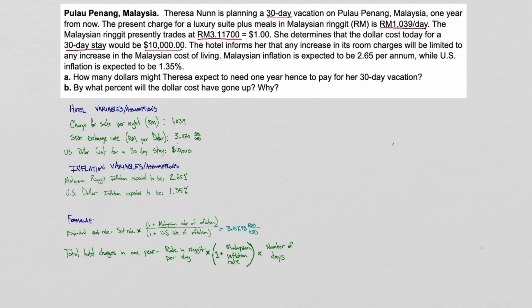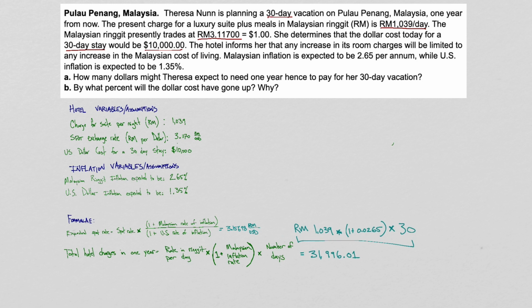So we've got our current rate per night coming from here, the 1,039. Inflation over the next year for Malaysia is anticipated to be this 2.65%, and we're adding a 1 to that. And we're staying for 30 days. And so this is in total equal to 31,996 ringgit. And that's going to be our answer for this formula above.